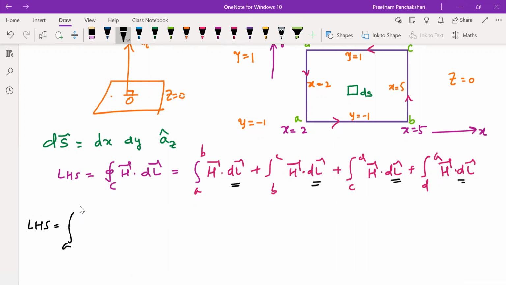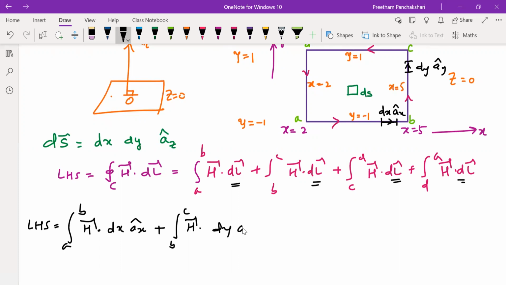Let us say, for A to B, H dot dl, where dl is the differential length on this path in this direction. Since this path is parallel to x-axis, this is going to be dx. And the arrow is oriented in positive x direction, that is why it is a cap x. So dx a cap x. Similarly, for path B to C, the differential length is here. This path is parallel to y-axis, so it is dy. The direction of the path is aligned with positive y direction. So dy ay.